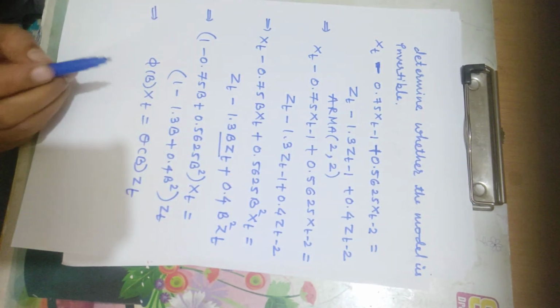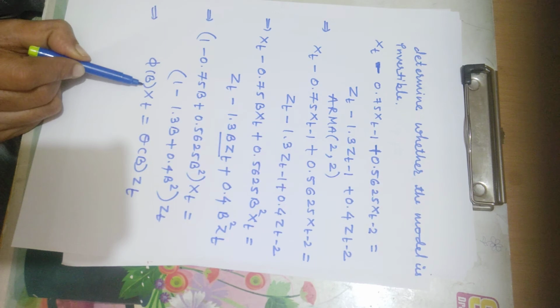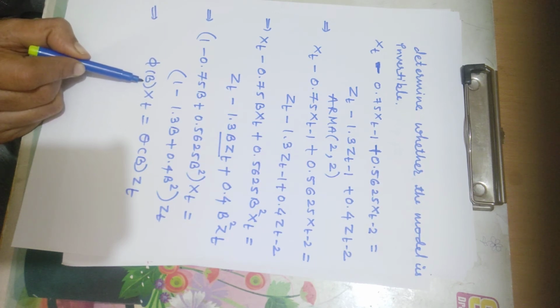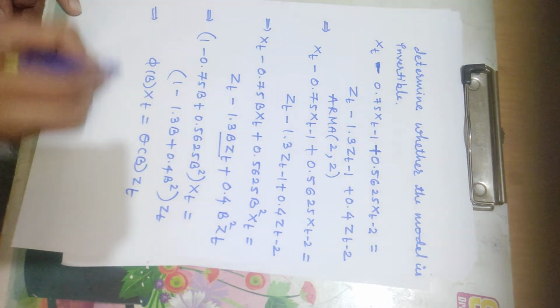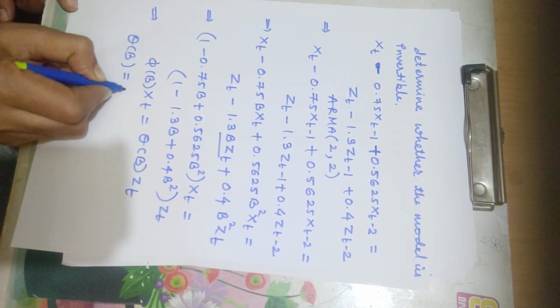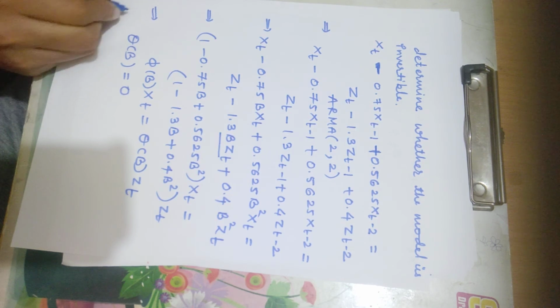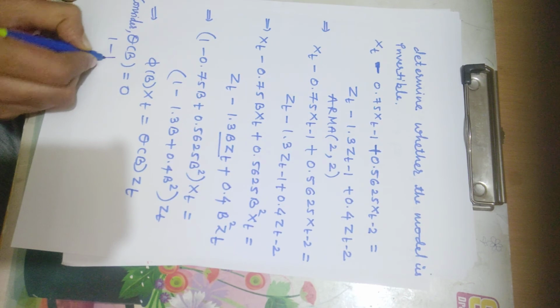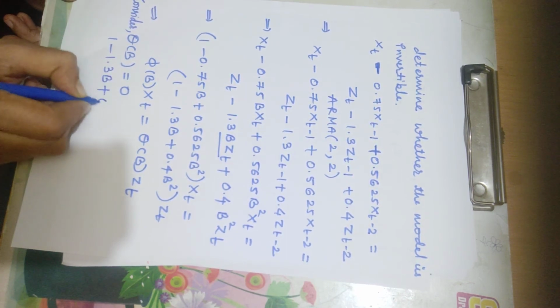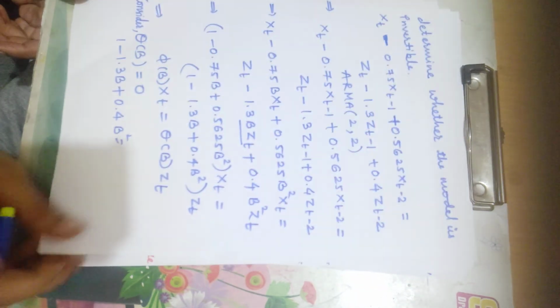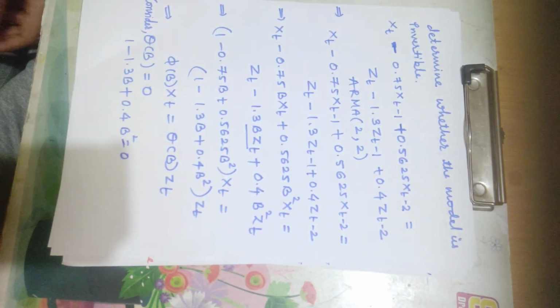If the question is to check stationarity, phi of b we have to equate to 0, and find the roots of phi of b. If roots are greater than 1, the given model is stationary. So here the question is to check invertibility. I will equate theta b to 0. Consider theta b is equal to 0. That is 1 minus 1.3 b plus 0.4 b square is equal to 0.